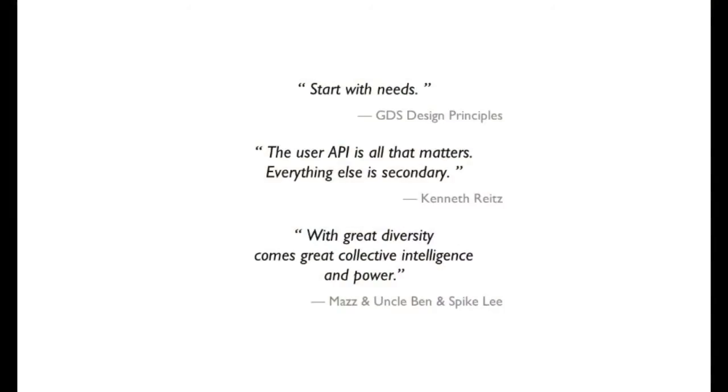The GDS design principles say it all. Start with these. If you don't start with these, you're going to build the wrong thing. I like the way that Ken Mugrage of Heroku puts it as well. The user API is all that matters. Everything else is secondary. And if there are two messages you can take away from this talk, the first is that the user is the most important thing you can worry about. And the second is that users aren't just users. Users are your colleagues and makers.